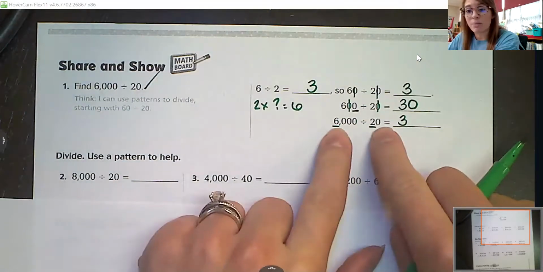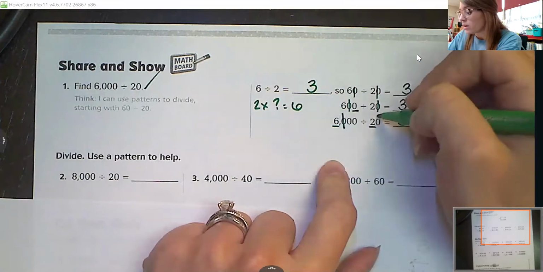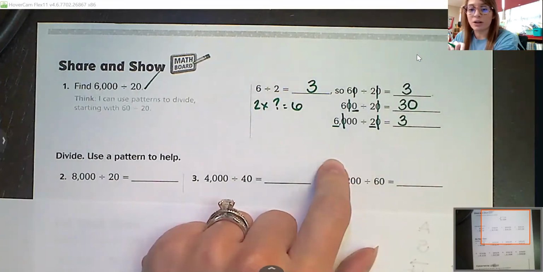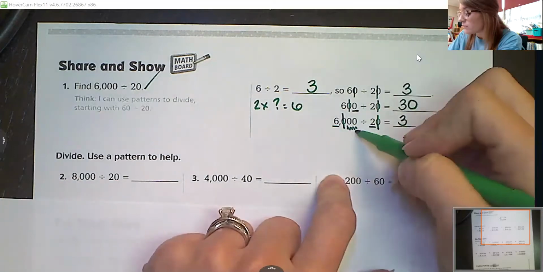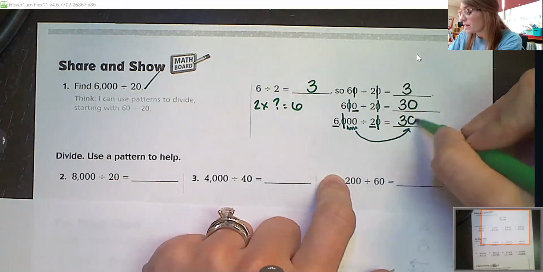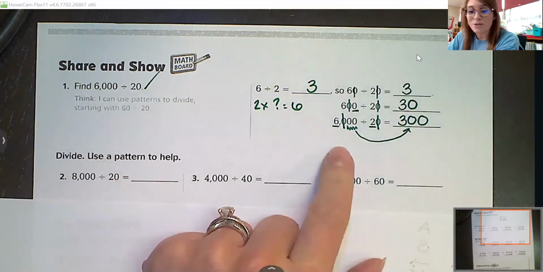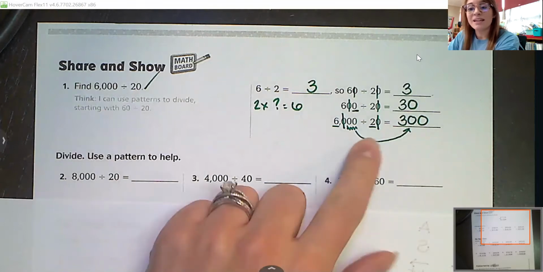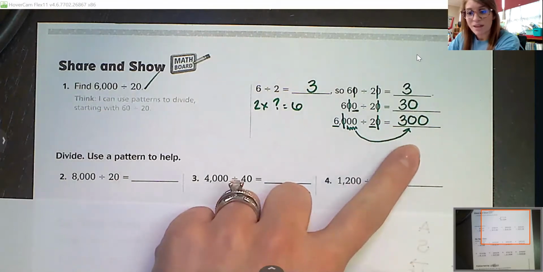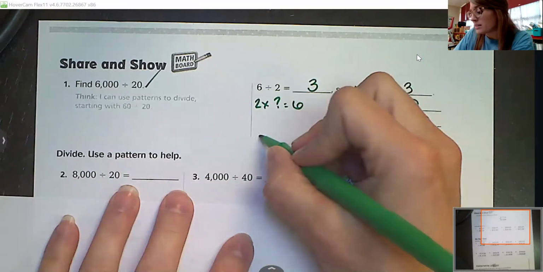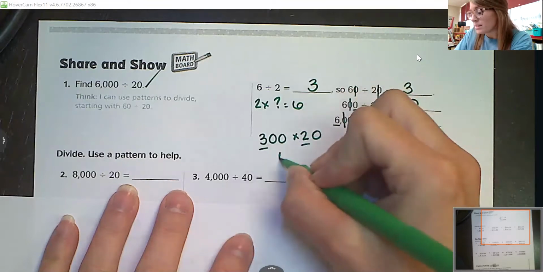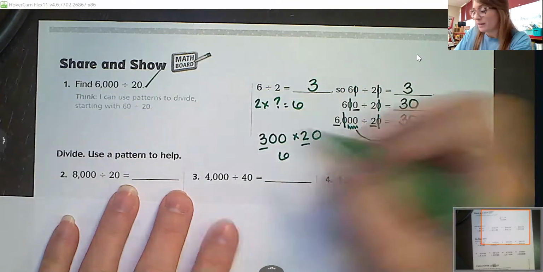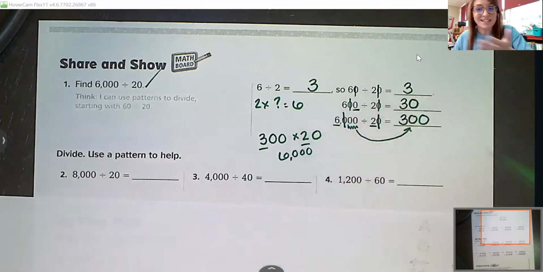I'm going to cross out my matching zeros. I only have 1 pair of matching zeros, which means I've got 2 left over that are going to have to be moved into my answer. So 6,000 divided by 20 is 300. And if you want to check that, you can go back and say 300 times 20. 3 times 2 is 6. And then how many zeros do we have to add? 3 to get 6,000.